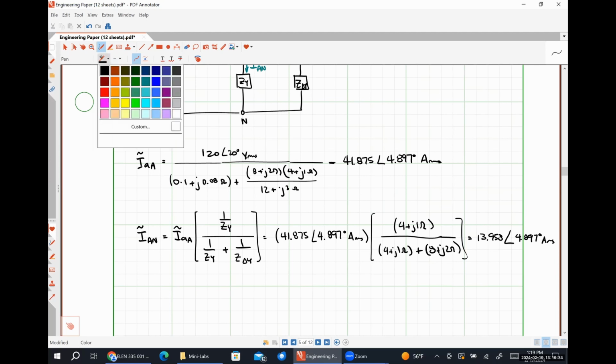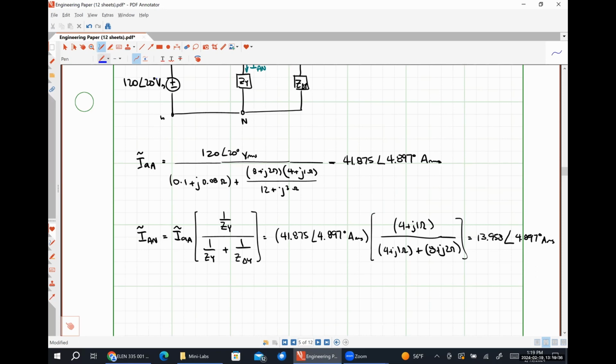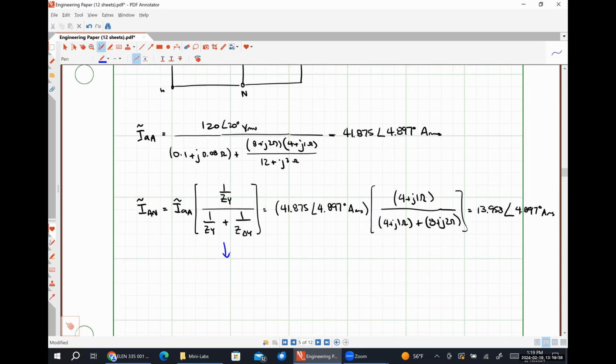Just as a quick thing here, because it's not super obvious what I did, this is the same as IAA times Z delta over Z delta Y plus ZY, which is how current division can be written when there's exactly 2 impedances in parallel, which is the case that we have.